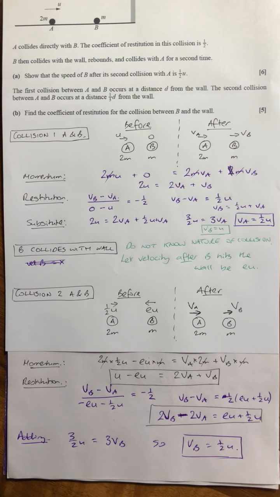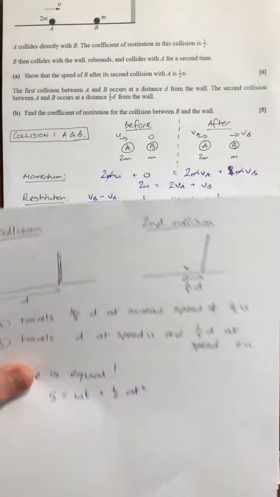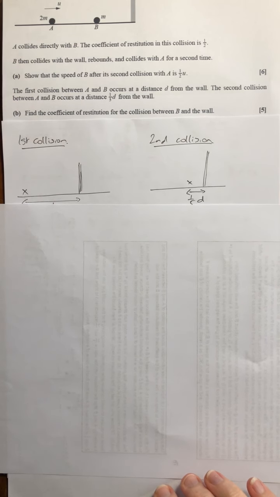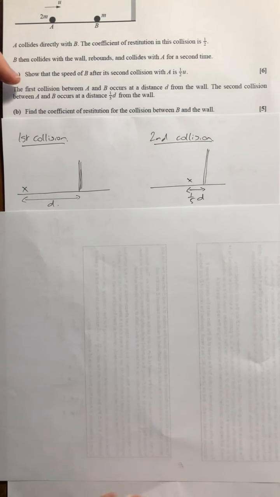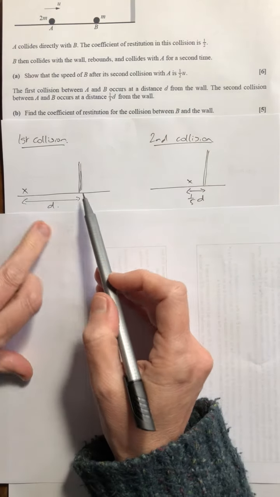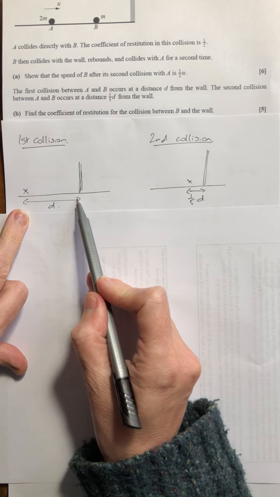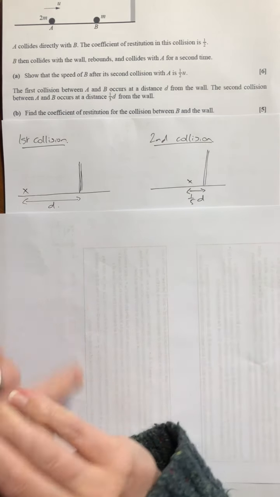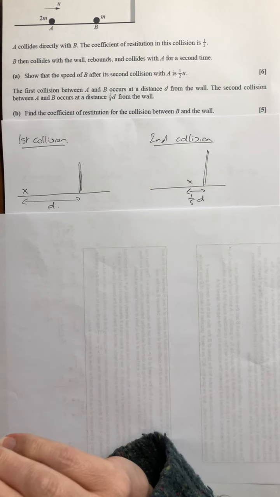Okay, now part B. Find the coefficient of restitution. I need a sheet of paper. And of course, I've started with another diagram. So it's telling me about what happens, the distances. It's telling me about the distances of these collisions. So this first collision happens D away from the wall. The second collision, so this is when B's on its way back, is happening 1/5 of D.